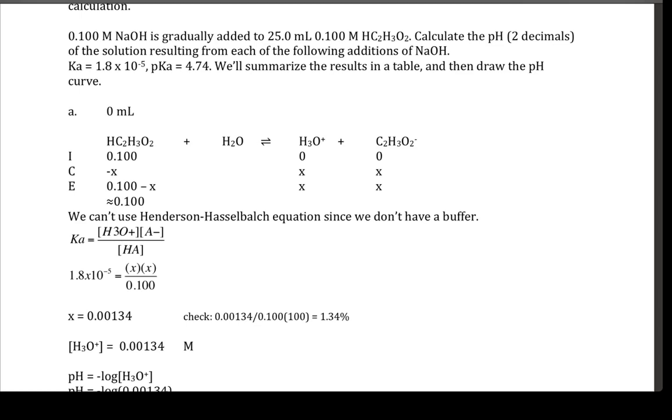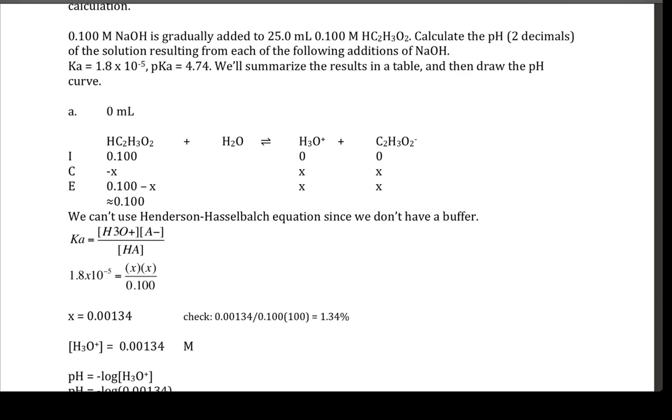Okay, the Ka of acetic acid is 1.8 times 10 to the minus 5. pKa is 4.74. So we'll summarize the results in the table and draw the pH curve. All right, so our first calculation, A, is at 0 mLs of added NaOH. So we simply have the acid in our flask.